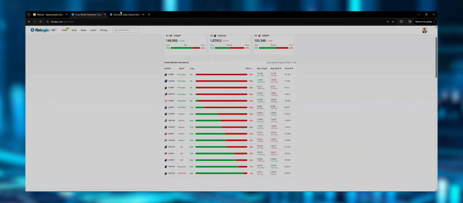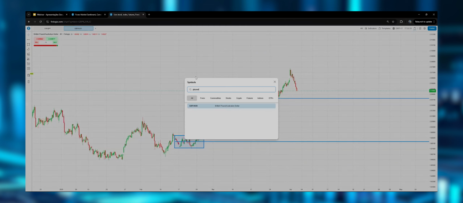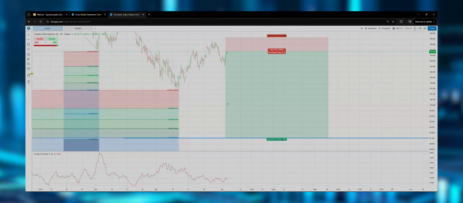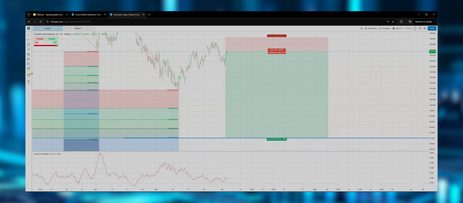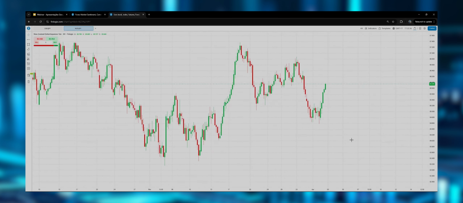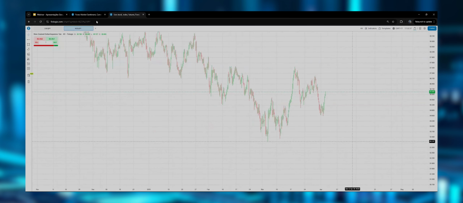Next one, NZD-JPY. I'm not too much of a fan of the Japanese yen, but this trade here, I would definitely take it. All right, the CAD-JPY short. NZD-JPY, let's have a look at it.